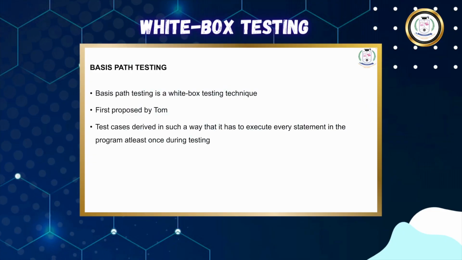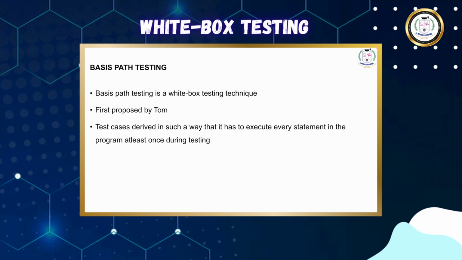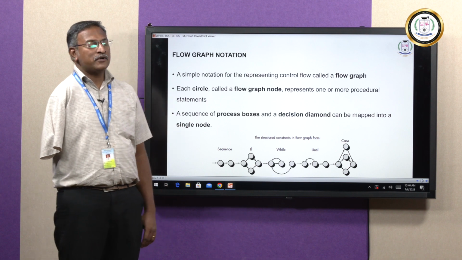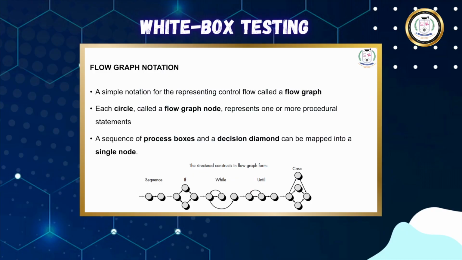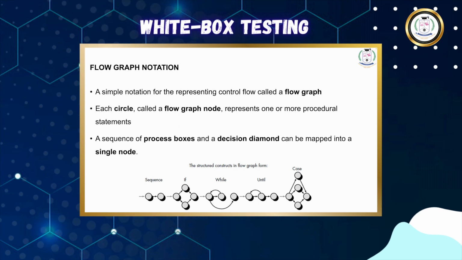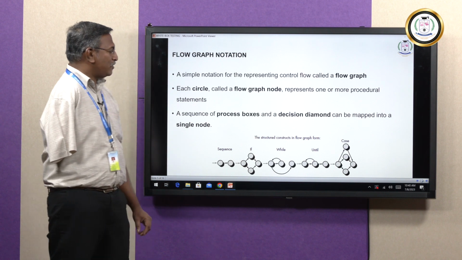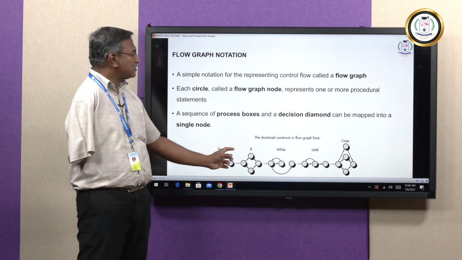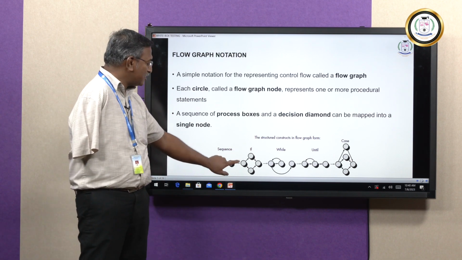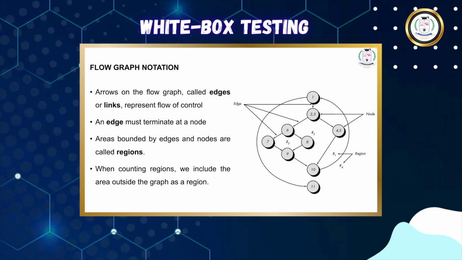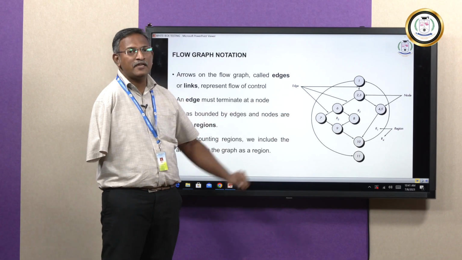This is basic path testing. It is one of the white box testing techniques, proposed by Tom McCabe. And this is the flow graph notation. In a flow graph, each circle represents a node of that particular flow graph. You can map the process boxes and the decision diamonds inside a particular node. The arrows on the flow graph represent the edges, and the arrows always terminate in a node.